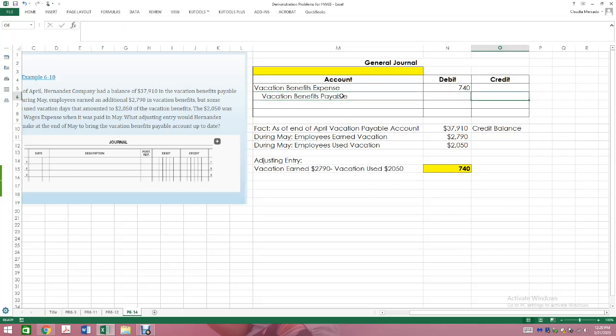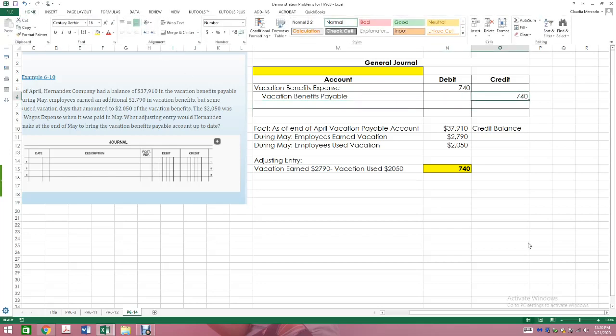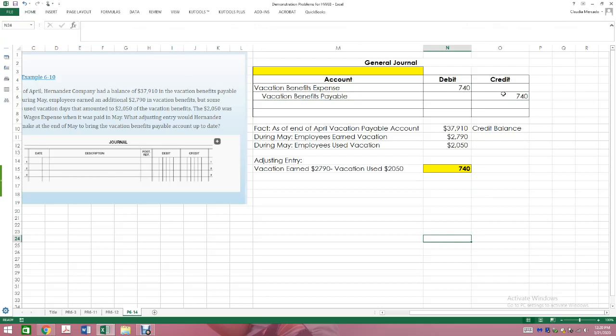Payable account is a liability. The normal balance is a credit. So I'm going to credit my benefits payable account $740. My vacation benefits payable account is going to grow by $740. So that is the entry that we did. This is how we calculate it: our vacation earned minus the vacation used is the amount of the adjustment that needs to go to our vacation payable account.